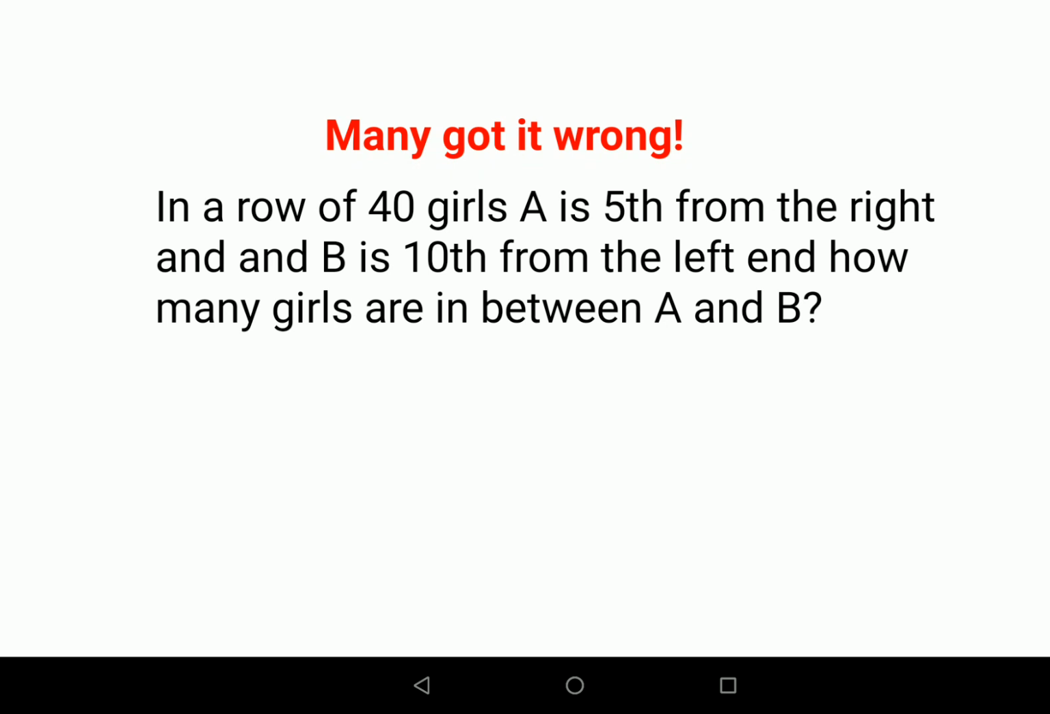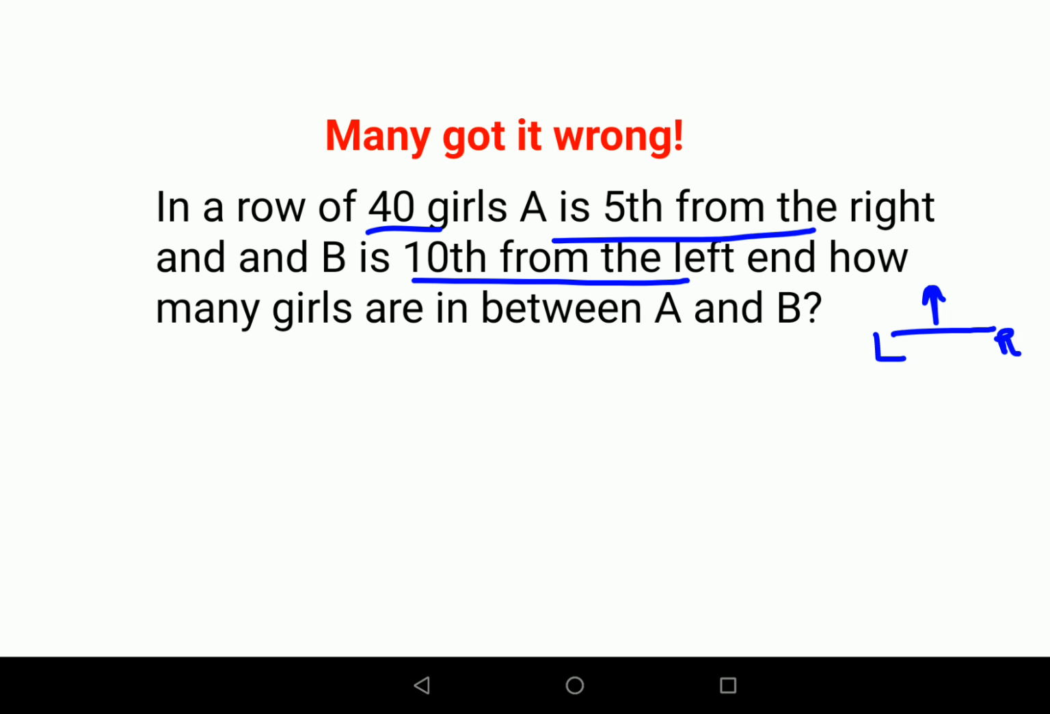The question is, in a row of 40 girls, A is 5th from the right end and B is 10th from the left end. How many girls are in between A and B? Now please understand, since they have not told you whether they are facing north, south, east, or west, we are assuming they are facing north. Why like that? Because then your left and the left of your diagram will coincide. Similarly, your right and the right of the diagram will coincide.